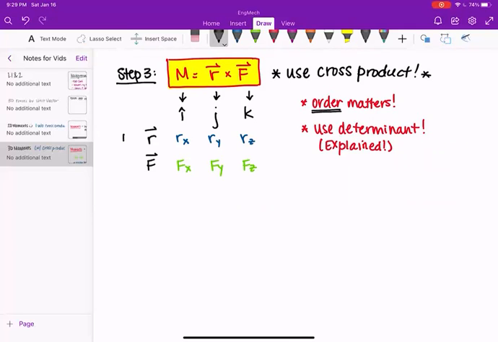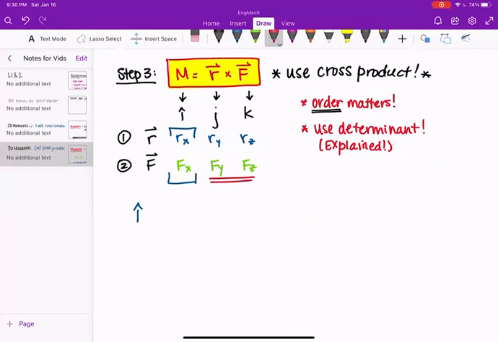So this first one up here has to be the position vector, and the second one here has to be the force vector. You can't do force on top, position on the bottom. So that's super important to remember. But after that, you just go through and say, all right, if I'm finding the I component, which is this column here, I ignore these values and look only at the ones in these columns.